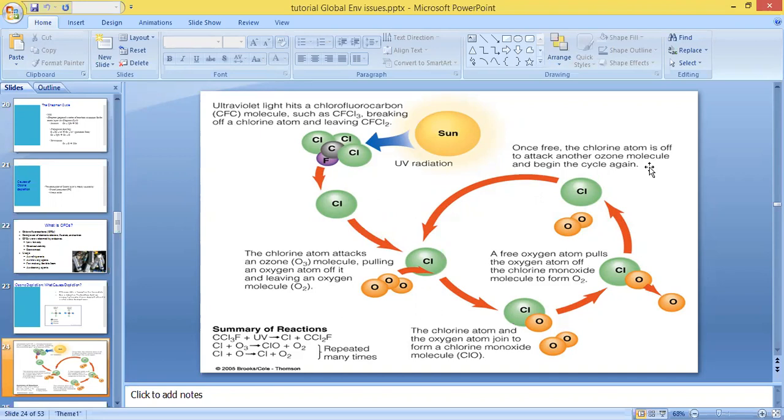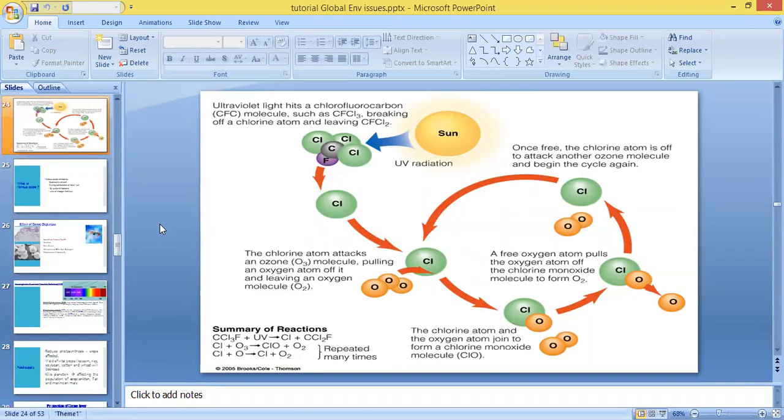So now what is happening? The Cl atom that is there attracts another oxygen atom from the ozone, that is from the O3. Okay, and it again forms ClO and in the process it breaks down the entire ozone layer. So it is a very dangerous process. So I hope you understood this process. Okay.